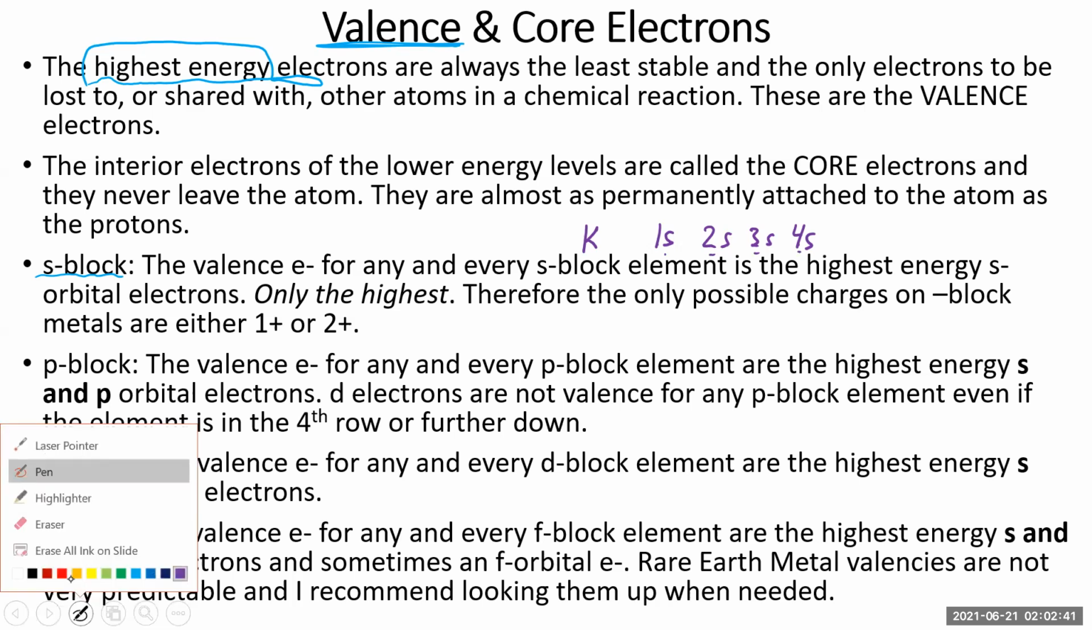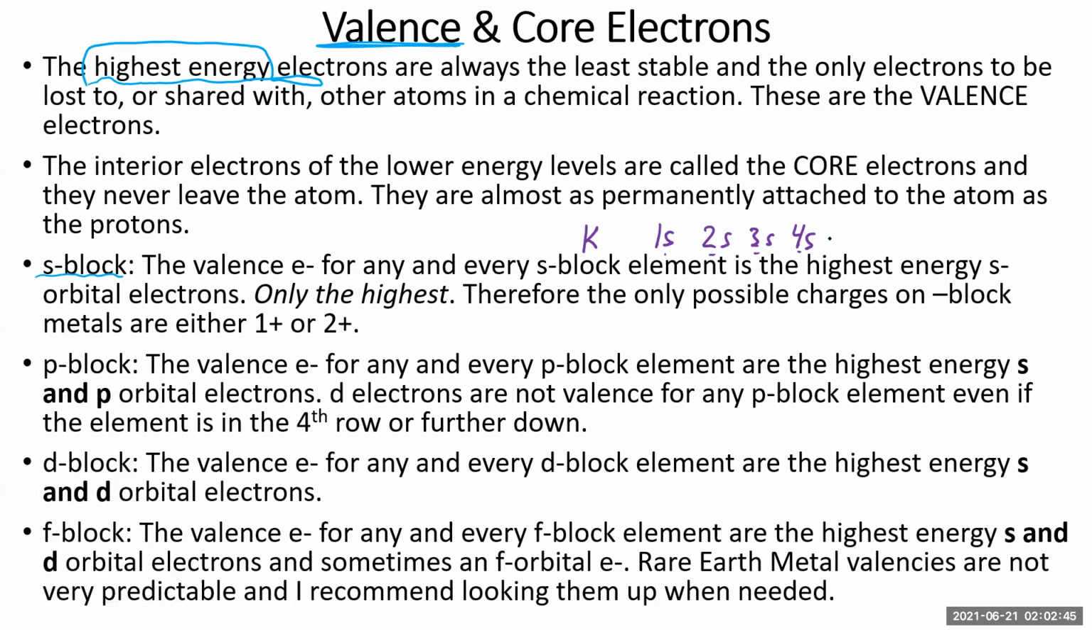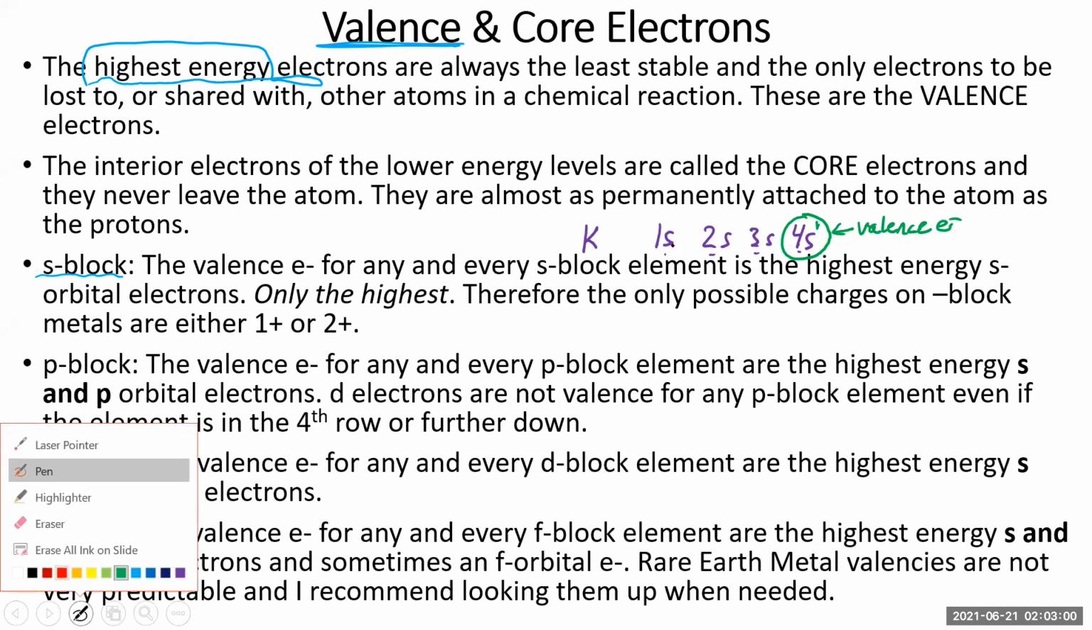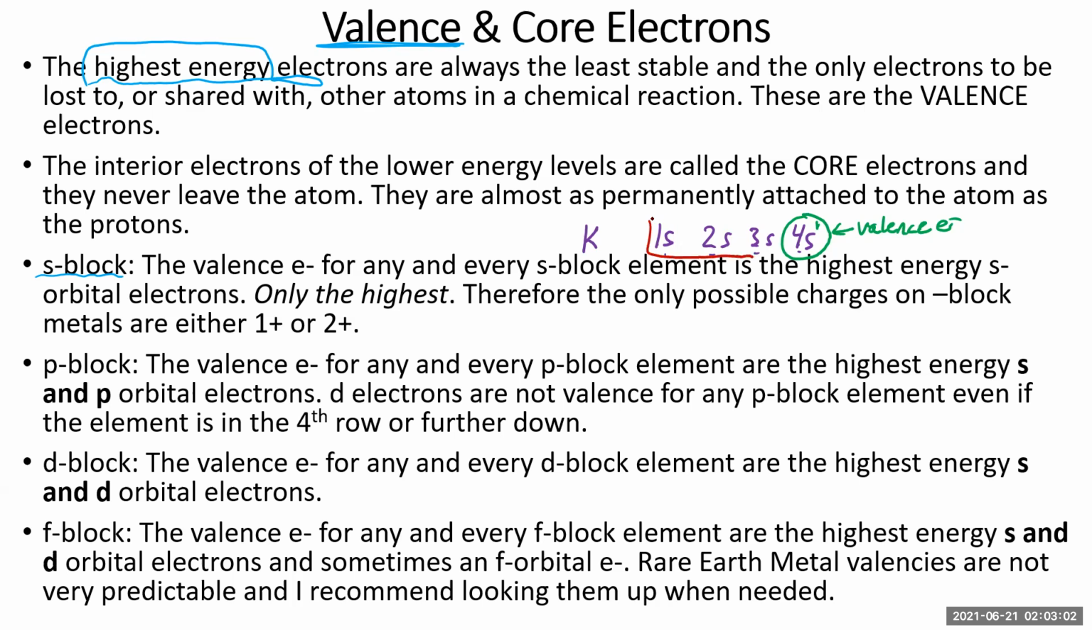However, only the electron in the last s orbital, only this single electron here, is valence, meaning the highest energy electron. The other 3 are core electrons, and they remain fixed in position. They do not leave the atom.